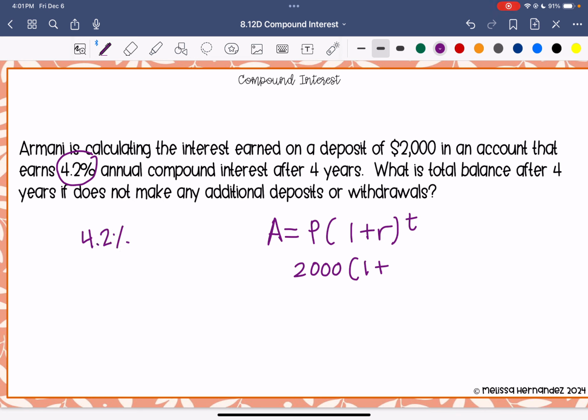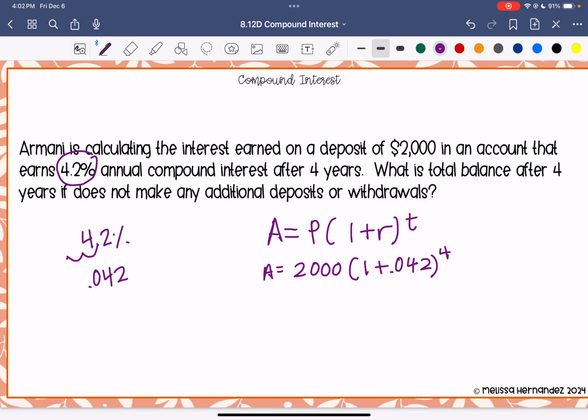So the mistakes come from this. They see a decimal and go, oh, it's done. No, you divide by 100. And you show it by moving the decimal 2 places to the left. And then in this case, it's compounded annually for 4 years.